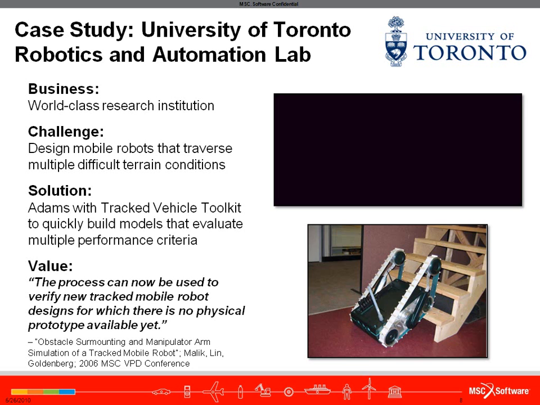Simulations were done in different terrain conditions like flat ground, stairs, slopes, motion over obstacles, etc., in order to study the dynamic characteristics of the robot and in finding if the robot can safely negotiate the terrain. Many other useful results include motor torque required to perform these operations. Those can also be obtained. They can also use the same validated process to verify new tracked mobile robot designs for which there is no physical prototype available yet.